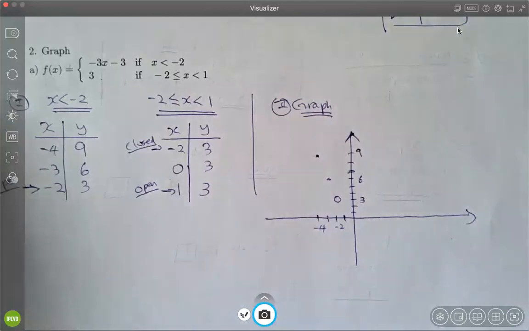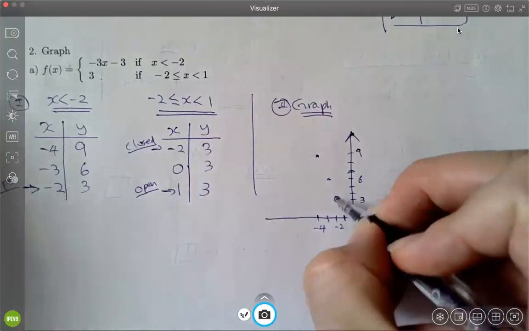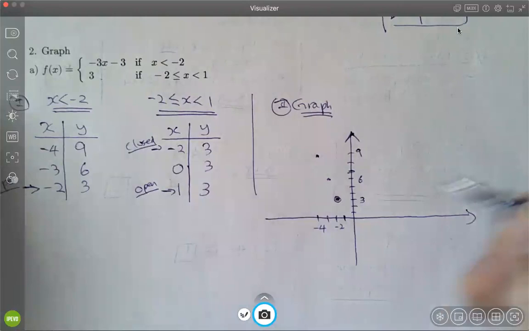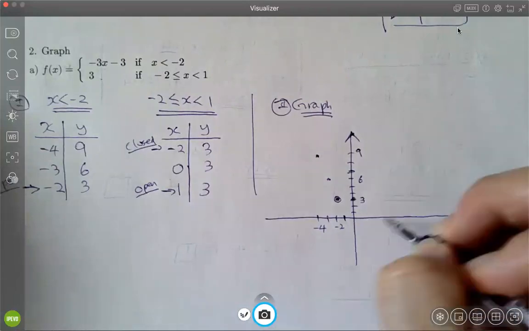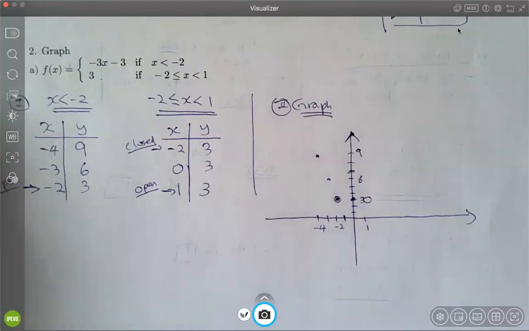And now go to the second piece, negative 2 comma 3. And that's the closed dot, which is right here. And 0, 3. So that's here. And then 1, 3. So that's an open dot. That's not 30, right? It's just 3 and then open dot. Okay, so now, can you see how the graph should look like?